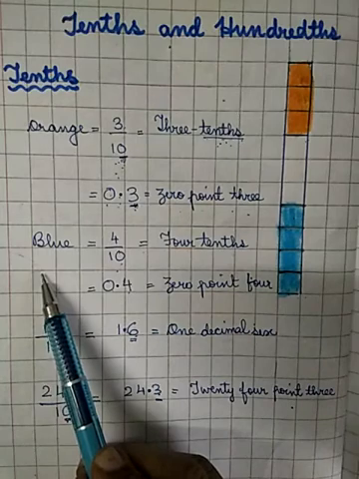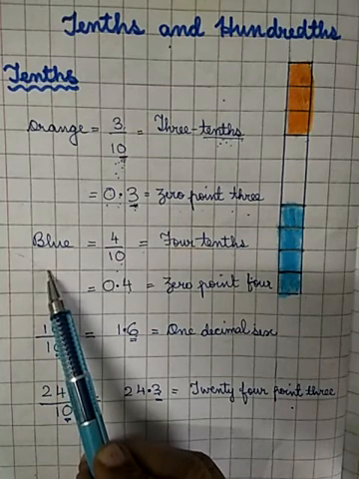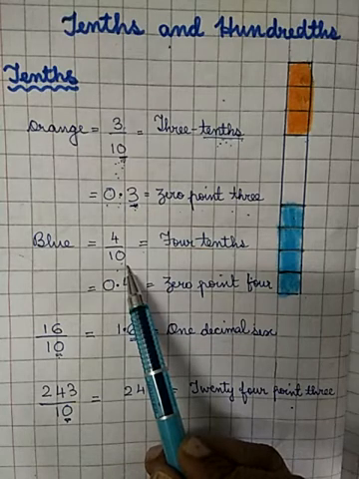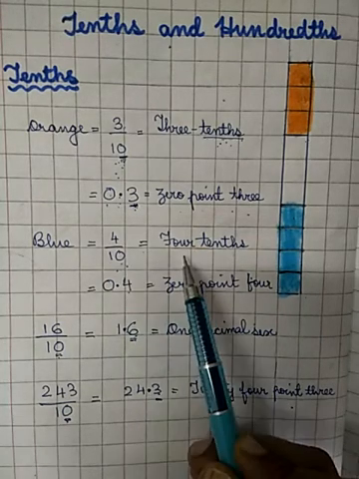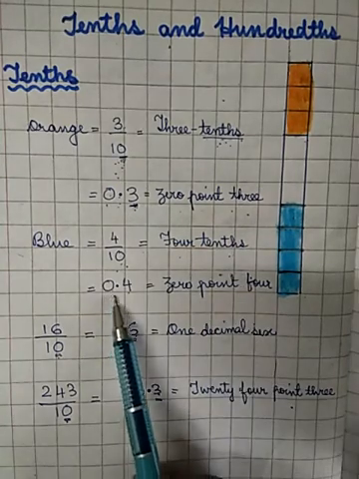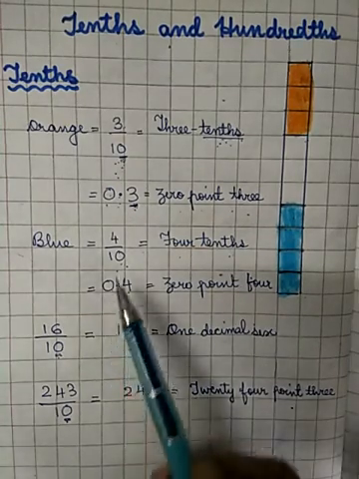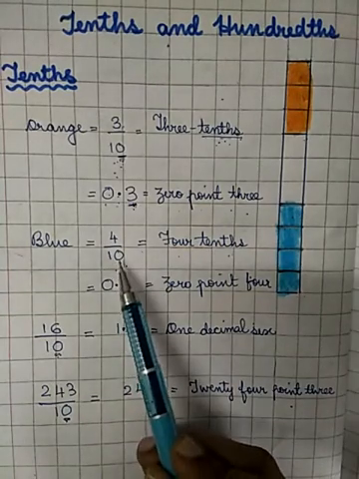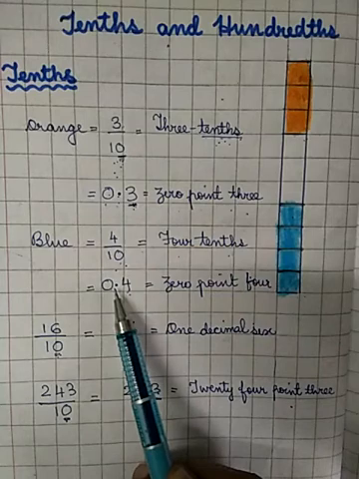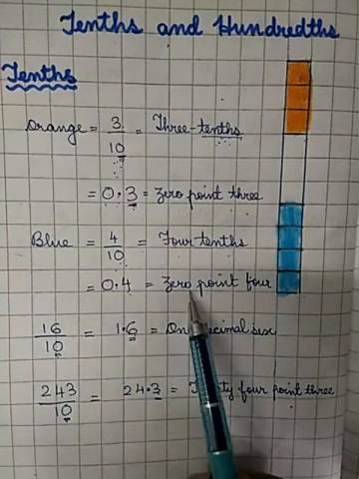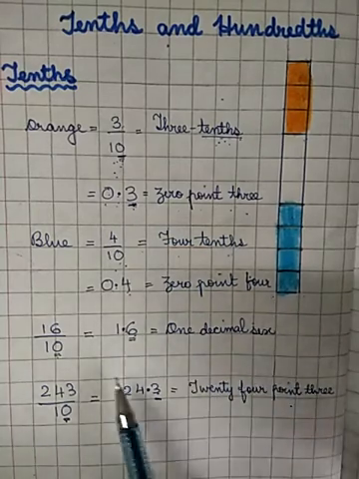Come here, children. The color blue. Blue is 4 by 10. This is also a tens because the denominator is 10. So this time it is 4 tens. How do you write 4 tens in decimal? You write the number 4 first. And then from the right side, you put a point. So this becomes 0.4. I have written here 0.4.